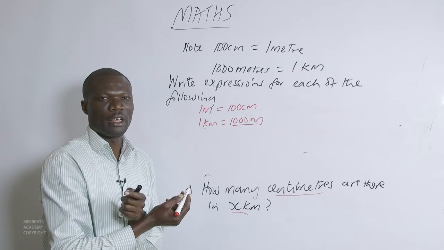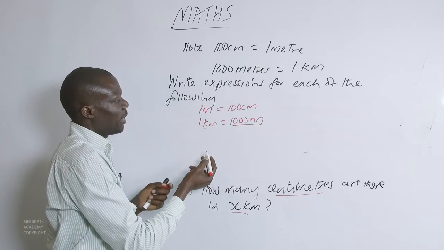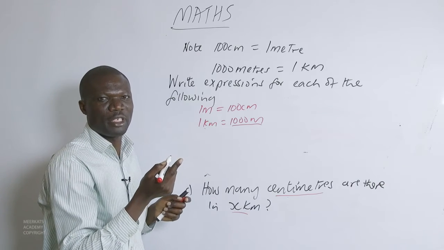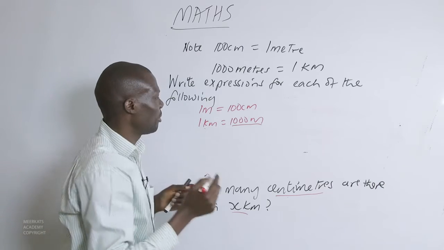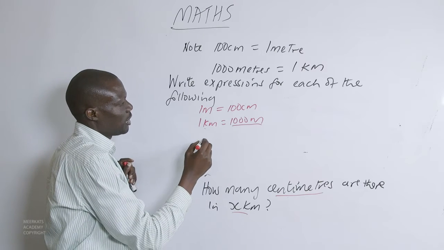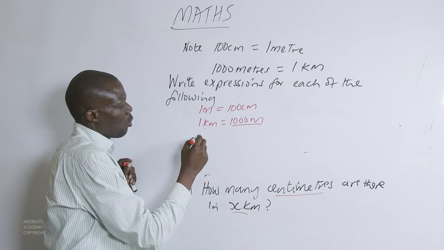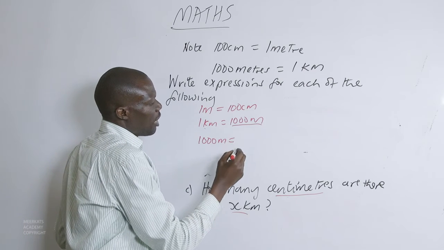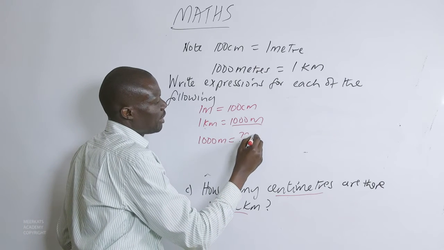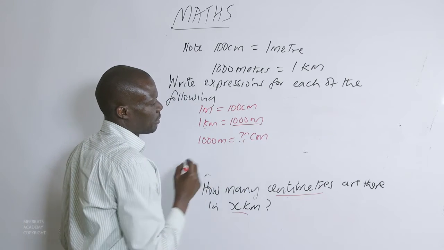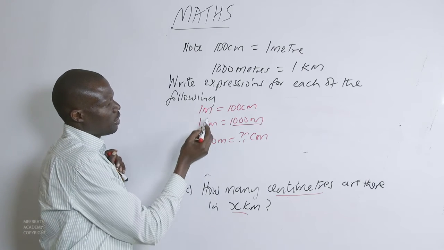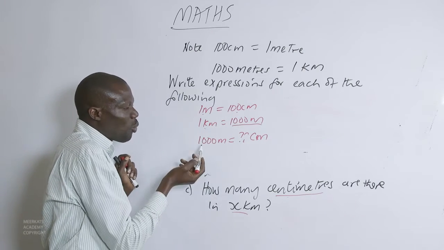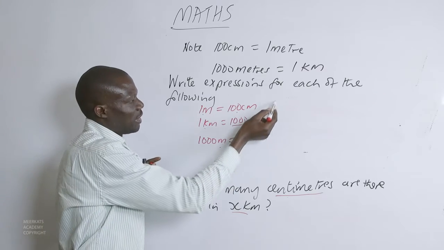1 kilometer, then we need to find out how many centimeters make 1 kilometer. So that will be equivalent to saying that 1,000 meters is equivalent to how many centimeters? So when you say 1 meter is 100 centimeters, how about 1,000 meters?